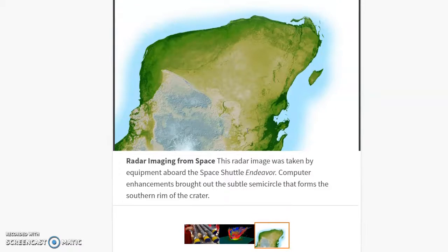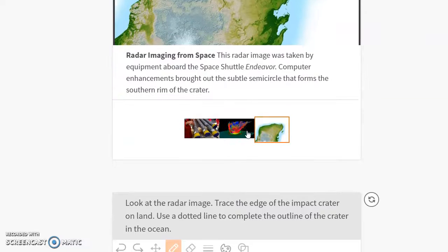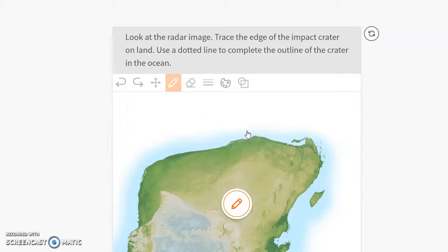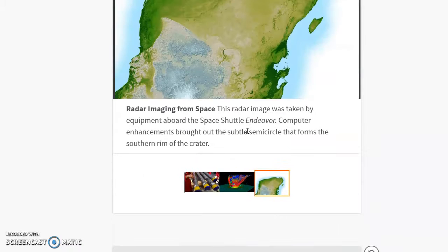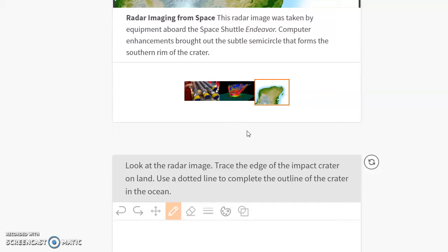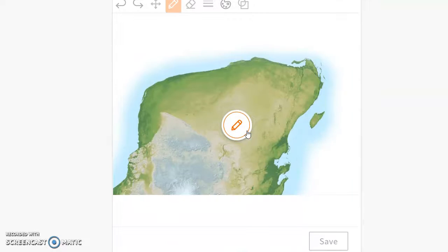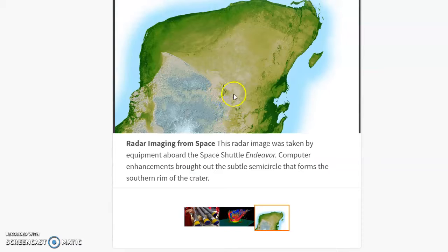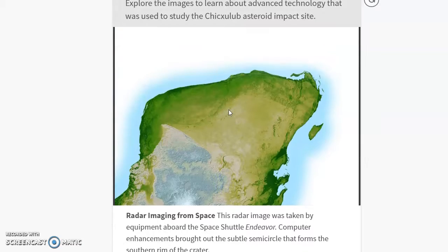Look at the radar image. Here it is. Trace the edge of the impact crater on land. Use a dotted line to complete the outline of the crater in the ocean. So interestingly enough, while these look similar, they want us to basically circle this outline of the crater.